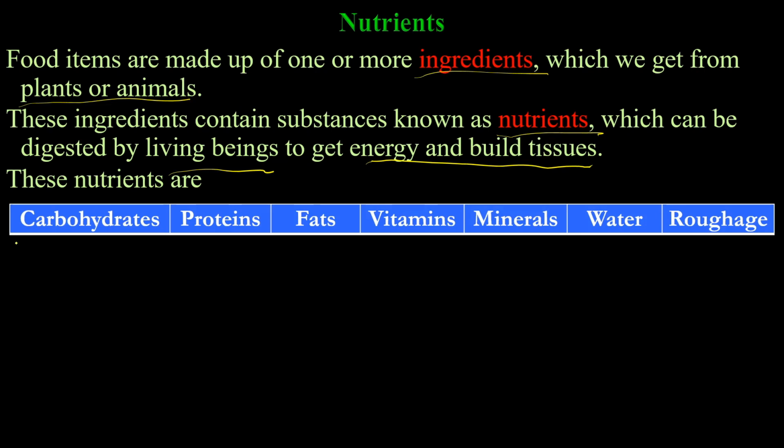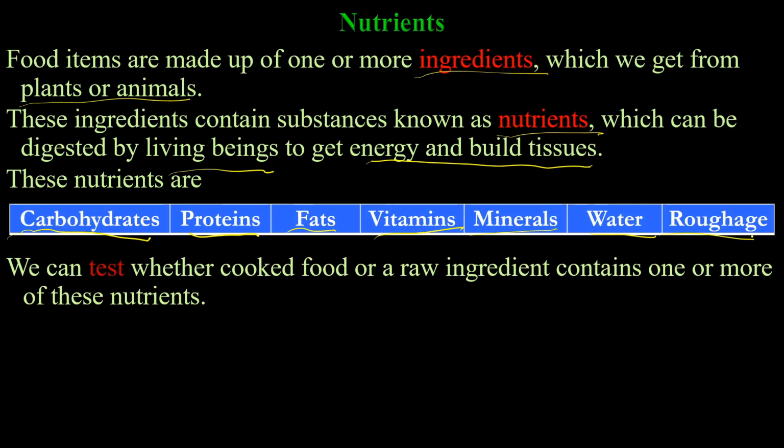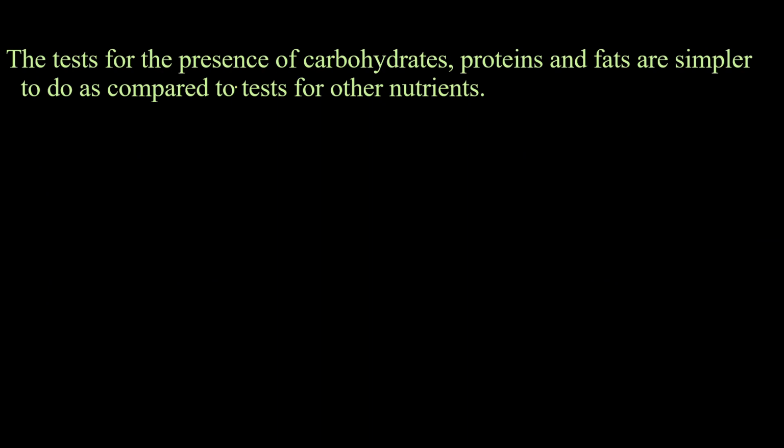These nutrients are carbohydrates, proteins, fats, vitamins, minerals, water, and roughage. We can test whether cooked food or raw ingredients contain one or more of these nutrients. The tests for the presence of carbohydrates, proteins, and fats are simpler to do as compared to tests for other nutrients.